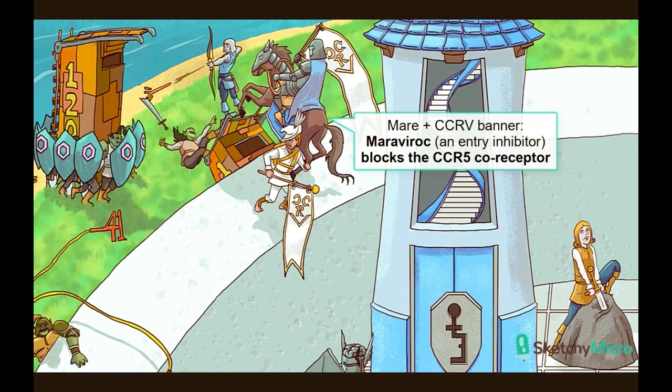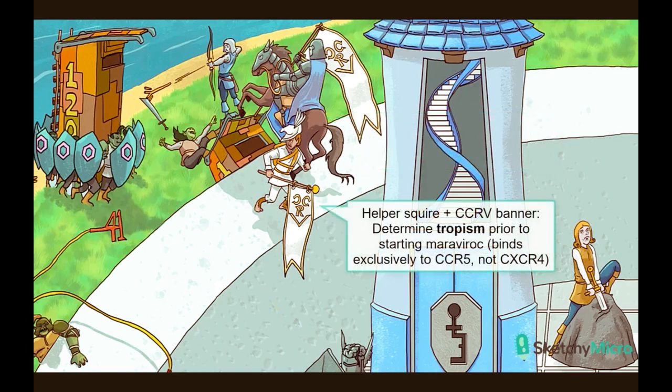Before the gp120 siege tower can bind, in comes Maraviroc, a brave knight on a rearing mare. Maraviroc binds to the CCR5 receptor, so we've drawn the knight brandishing the CCR5 banner as well. Side effects of Maraviroc include rash, fever, vomiting, and rarely, hepatotoxicity. Since Maraviroc binds exclusively to CCR5, not the CXCR4 receptor, the viral tropism should be determined before starting therapy. There are also some newer entry inhibitors that directly block gp120, so they have a broader spectrum of activity, but they're reserved for special cases.